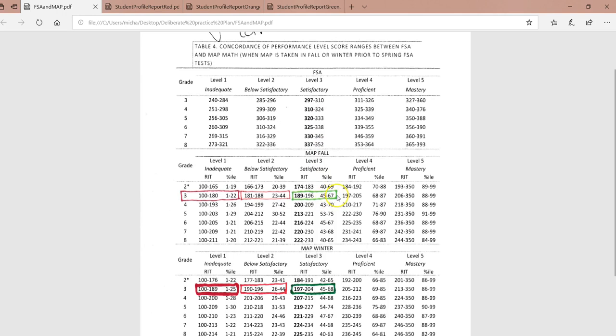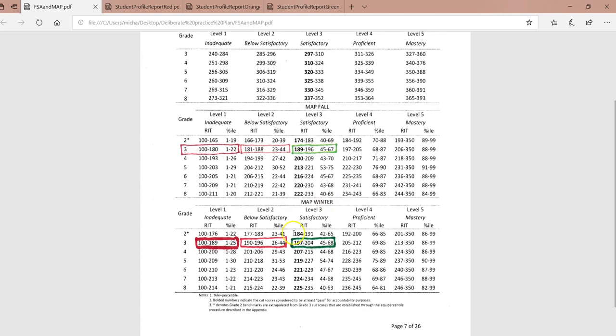In the fall, this is where the students would need to fall in order to perform adequately on the FSA taken in the spring. And below here is the winter, which we just took right before winter break. As you look at the third grade, the RIT, or the Ready to Instruct Today, ranges from 100 to 189, and between the 1st and 25th percentile. If a student falls within this range, they are considered inadequate or projected to achieve a level 1 on the FSA taken in the spring.